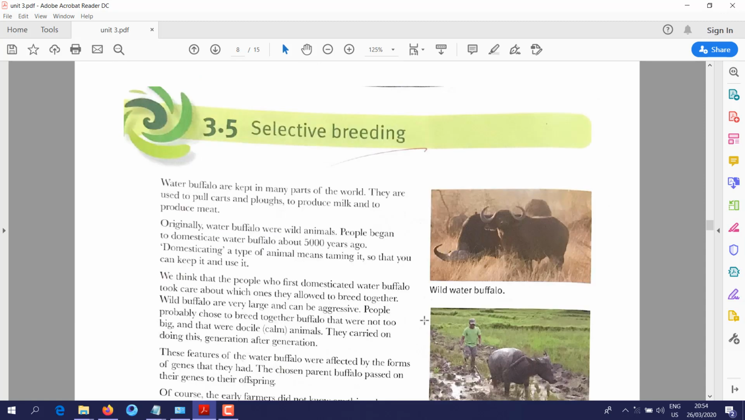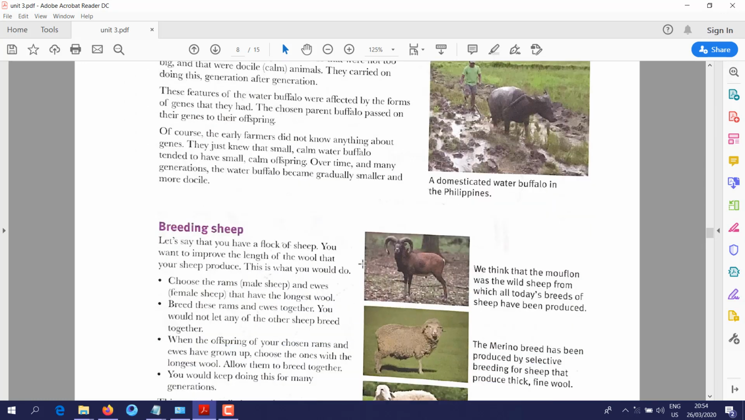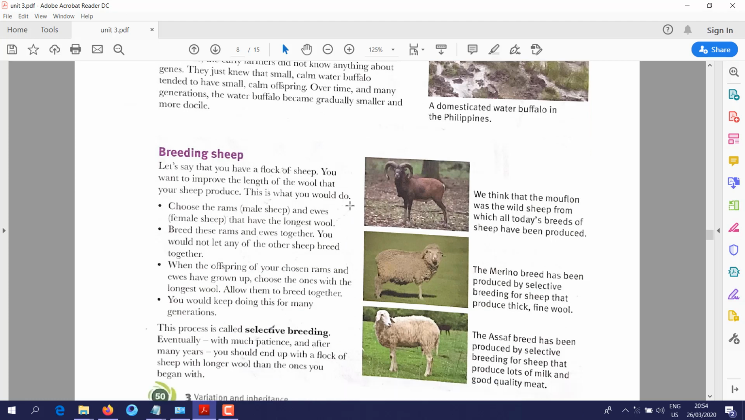3.5 Selective breeding. What do we mean by selective breeding? Sometimes, for example, you have an animal with some good features and you need to increase this feature. For example, let's say you have a flock of sheep and you want to improve the length of the wool that your sheep produce. What would you do? You will choose the rams, male sheep, and ewes, female sheep, that have the longest wool.